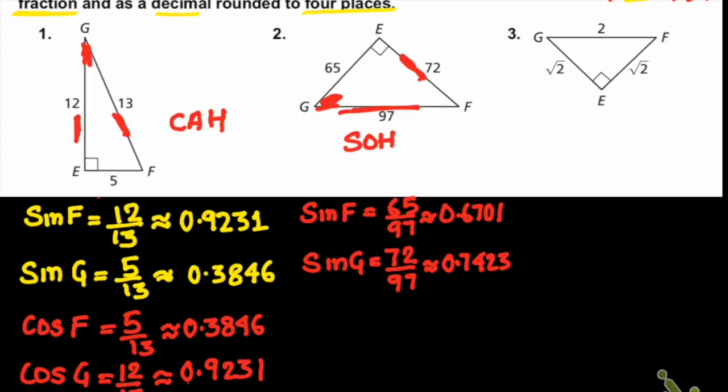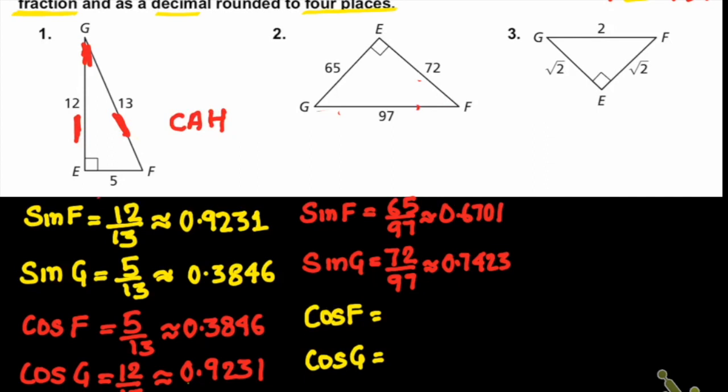Let's move to our next calculation part, where we're going to do our cosine values. I have to find the cosine of F and the cosine of G. If I have to find the cosine of F, I'm just going to remove this, and cosine is, what do I know?